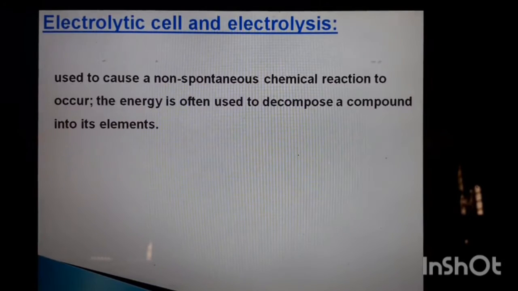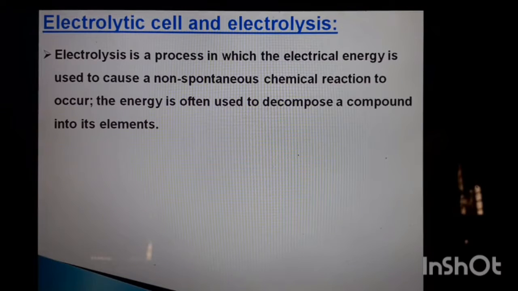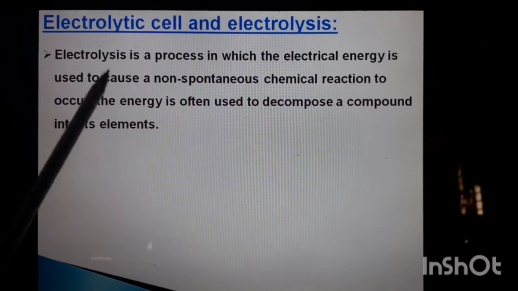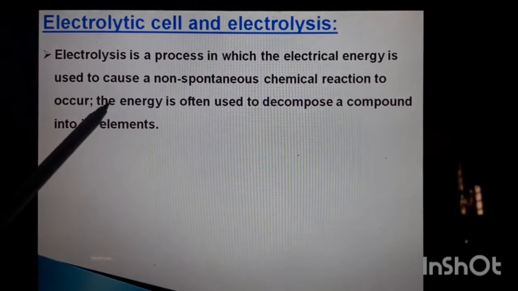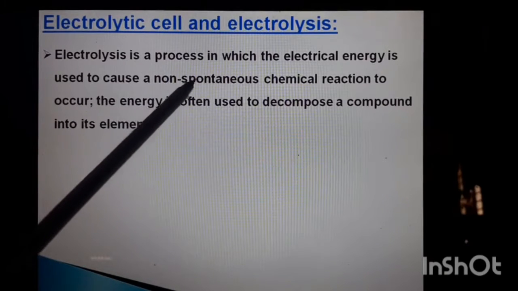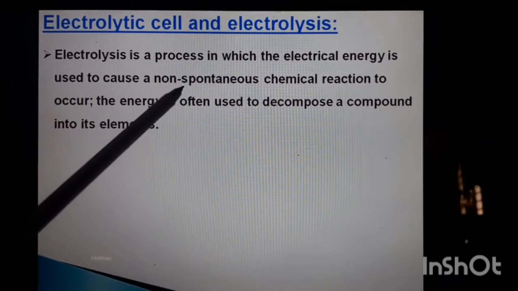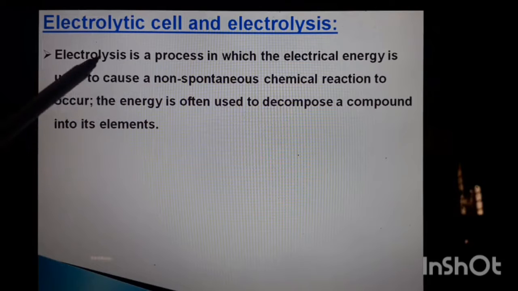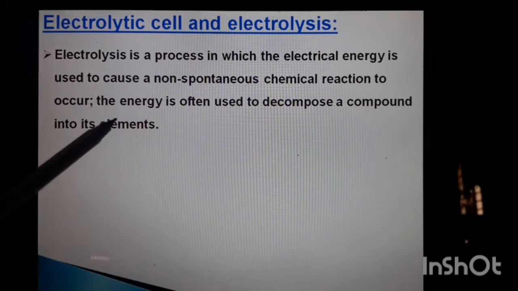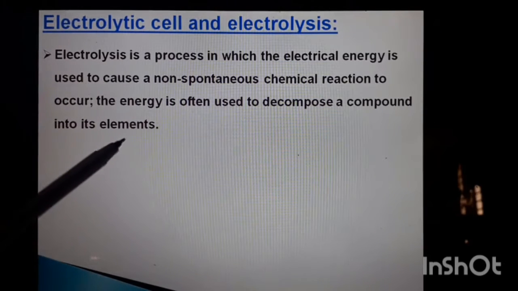Now electrolytic cell and electrolysis. The definition of electrolysis. This is a very important 2-mark question. Electrolysis is a process in which electrical energy is used to cause a non-spontaneous chemical reaction. This is the condition, a very important 1-mark question. Electrolysis is a non-spontaneous chemical reaction because the energy is used to decompose the compound into its elements.